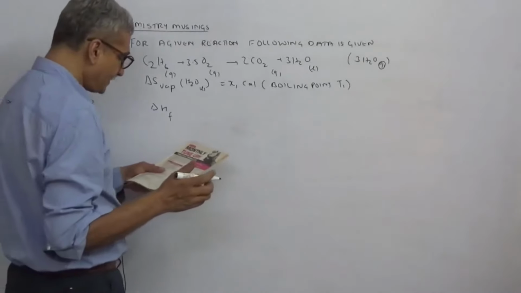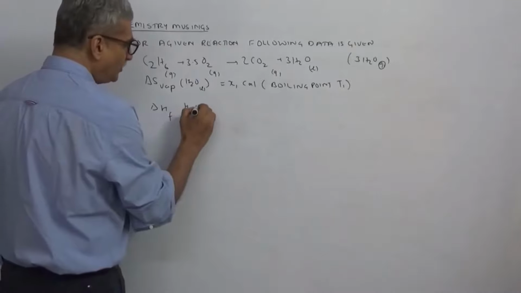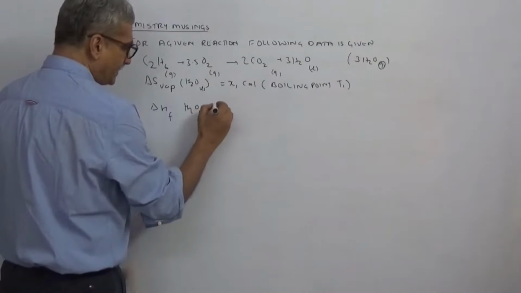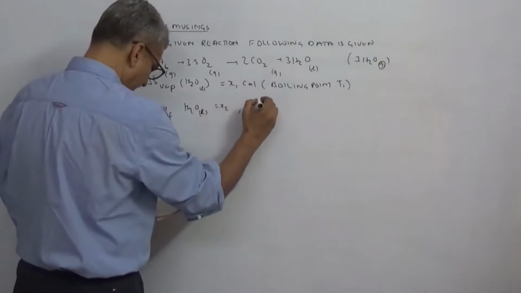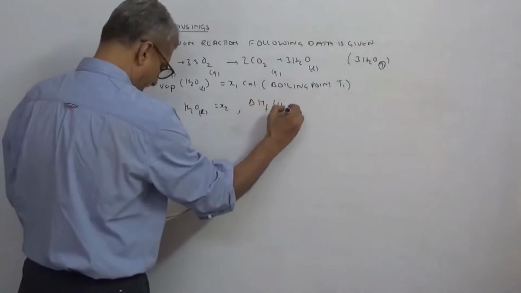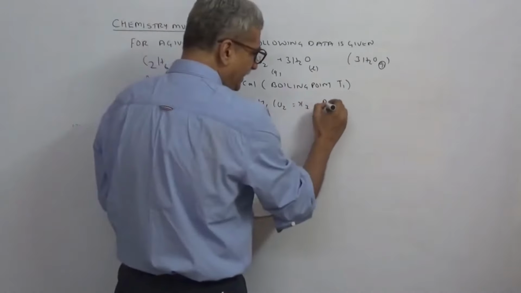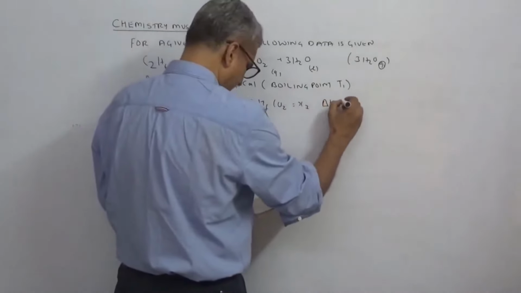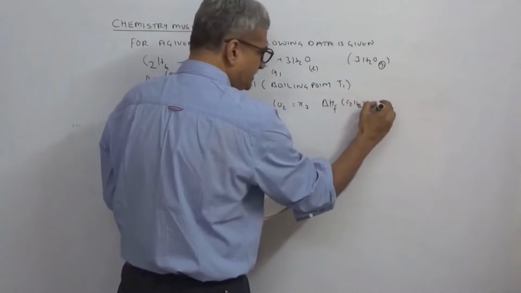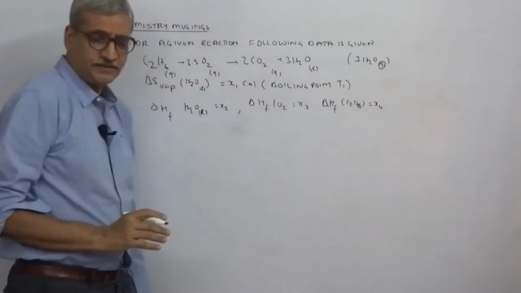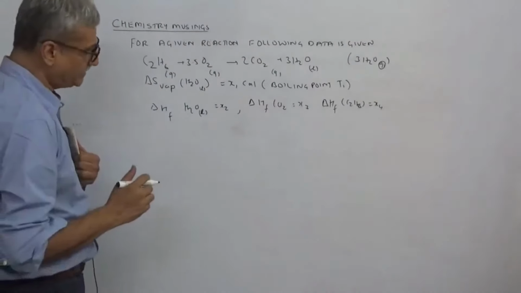Delta H formation of H2O liquid is equal to x2. Then delta H formation of carbon dioxide is x3, some value they have given, and delta H formation of C2H6 is x4. So we have to solve this. What is the correct answer? See, try to understand what happens.